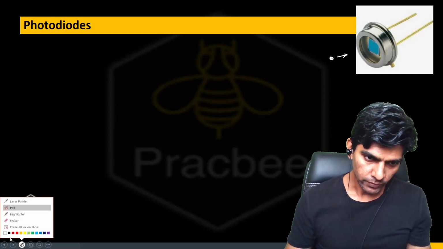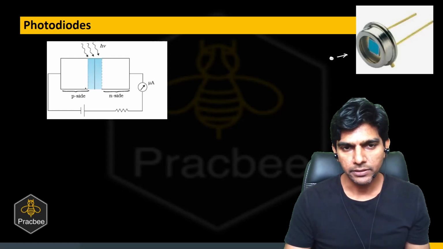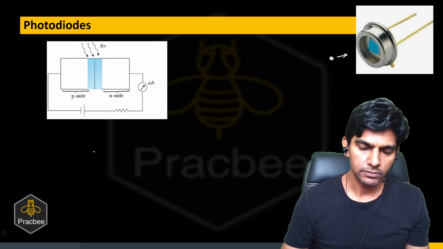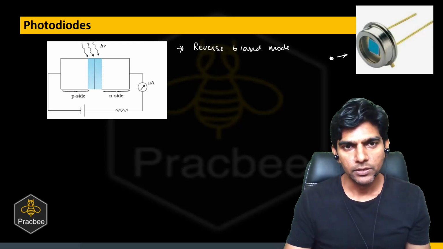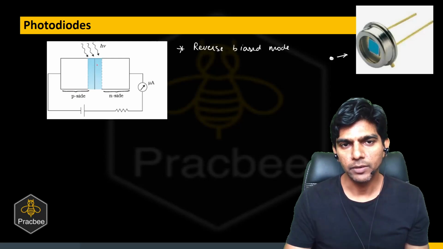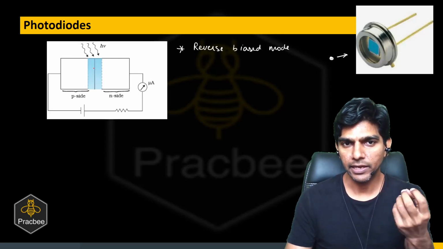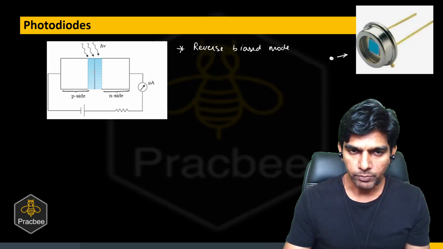So what is happening in a photodiode? We have a diode which is connected in reverse biased mode, so we are using it in reverse biased mode. When the photons are incident at the depletion region, what happens? When an electron gains energy, with the help of these photons, it will be able to break the bonds. When the bond breaks in the depletion region, there will be an electron hole pair.